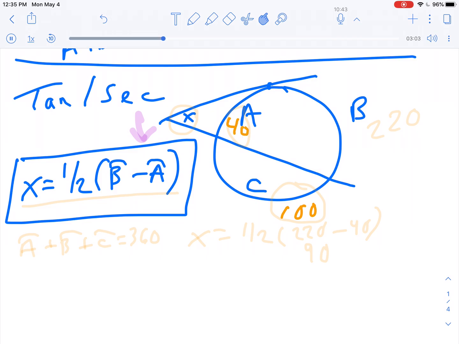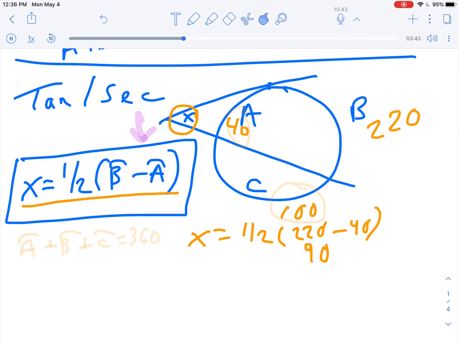Well, if A is 40 and C is 100, that's 140. That would mean this other one, in order to get to the 360, would have to be 220. So then X would equal 1/2 of 220 take away 40, which ironically is 180. So half of 180 would mean X equals 90. It's not drawn to scale here by any way, shape, or form, but you get the idea. So X over here is equal to 1/2 of the intercepted arc B minus A.